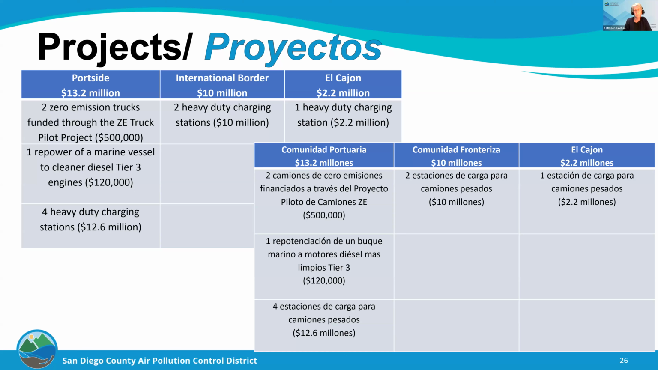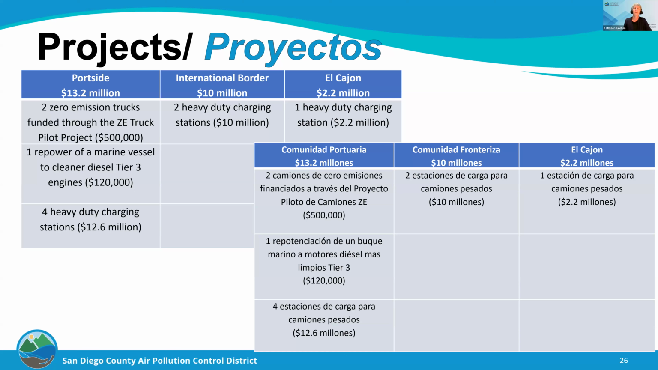There's $13 million in projects that would benefit portside communities. So that's about $500,000 in zero emission trucks for that community. We're looking to repower a marine vessel. We know that vessels on the port are contributing to the diesel particulate that's affecting portside. And we're looking at supporting 4 heavy-duty charging stations so that people can make the transition to heavy-duty trucks, particularly in portside. We're also looking at funding 2 heavy-duty charging stations at the international border community to support cross-border trucks and trucks that are operating in South County to go all the way to zero emission.